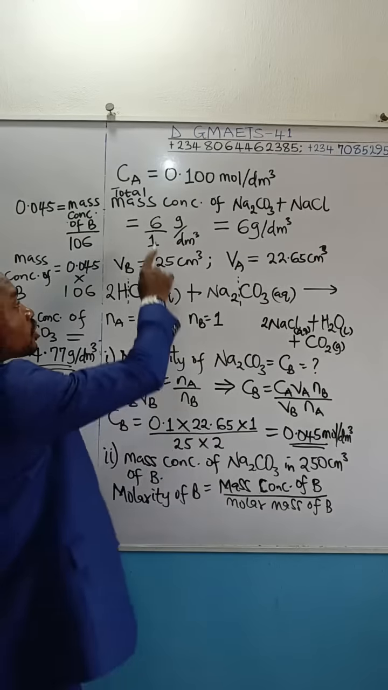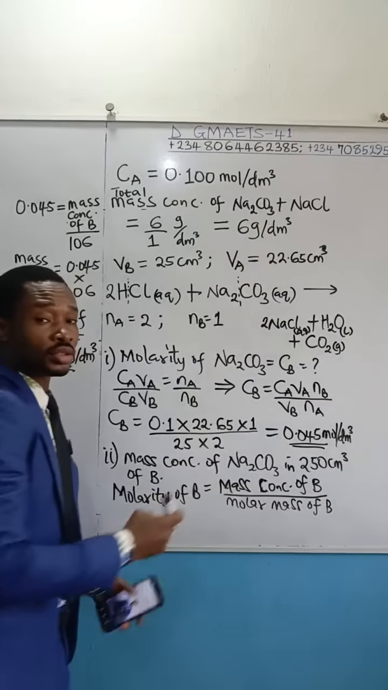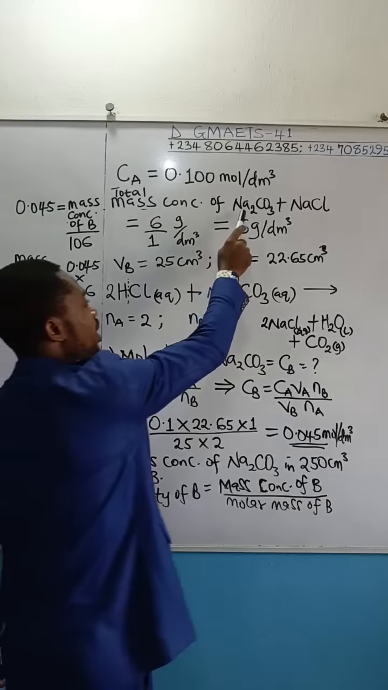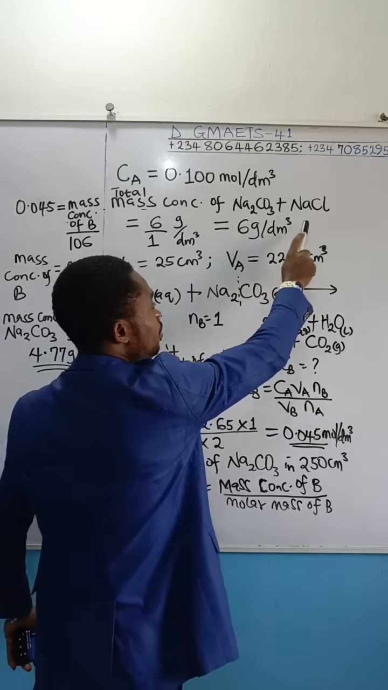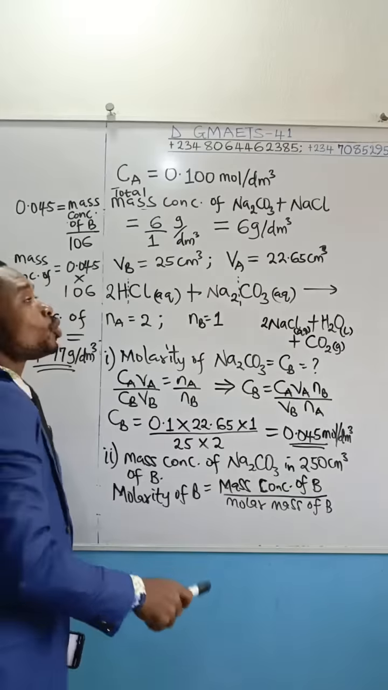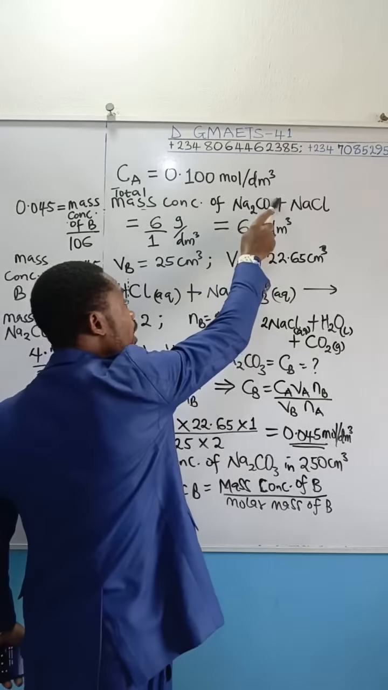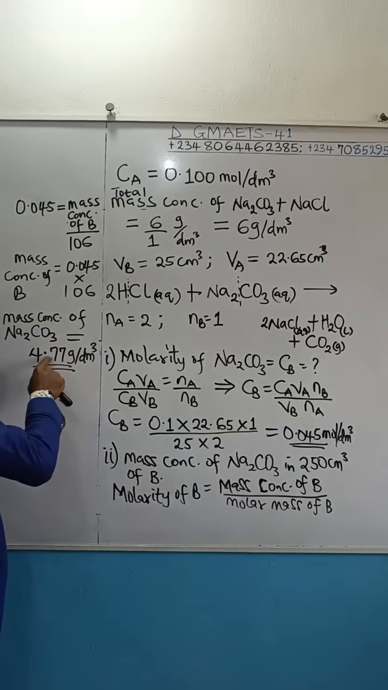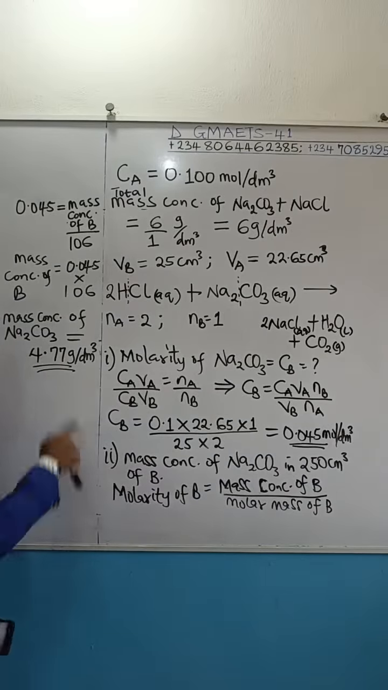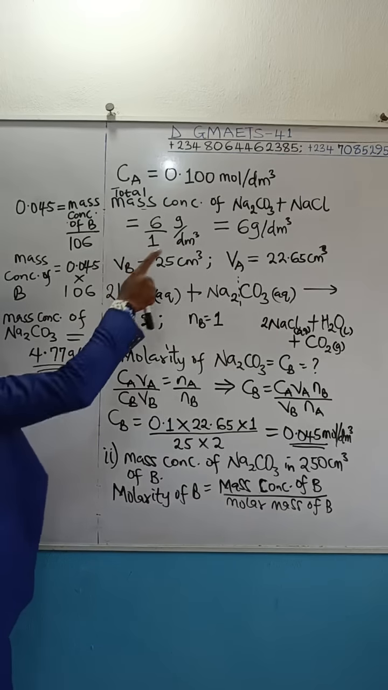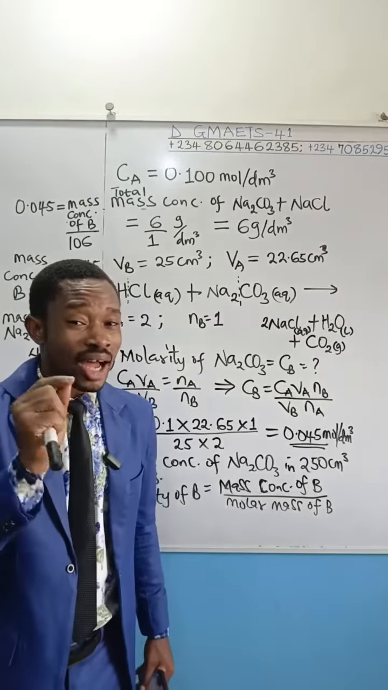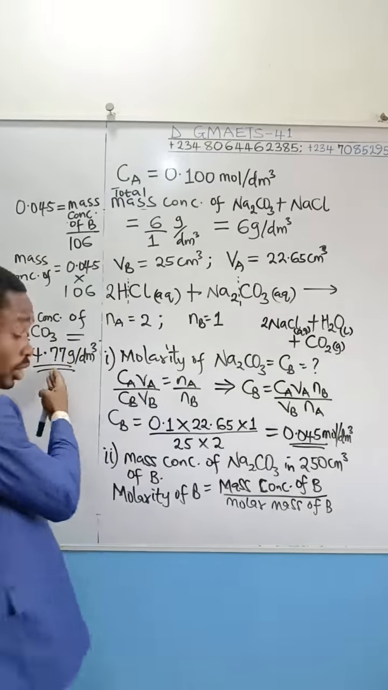But I want to now tell you something regarding this total mass concentration. Remember, this total mass concentration includes the mass of sodium carbonate and the mass of sodium chloride. We have obtained the mass of sodium carbonate alone inside this mixture, and that mass is 4.77. Are you following, right? But this 4.77 is the mass of sodium carbonate in 1 dm cube. And 1 dm cube is 1000 cm cube. Please, we are not done with this question yet fully.